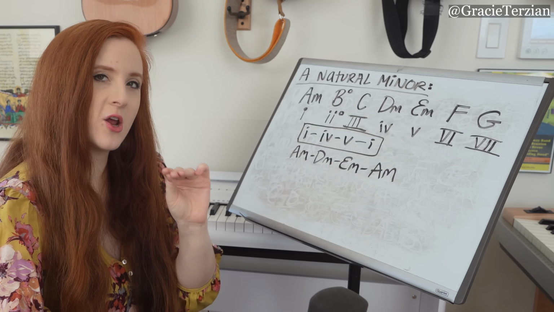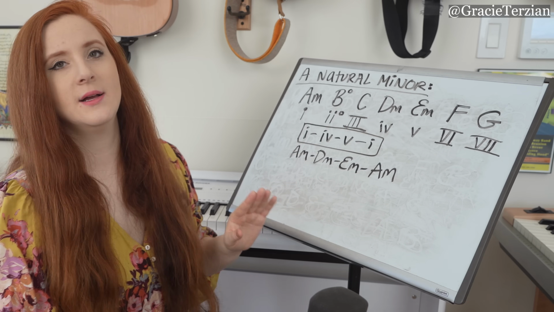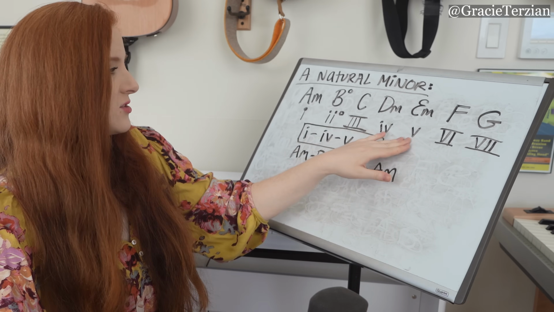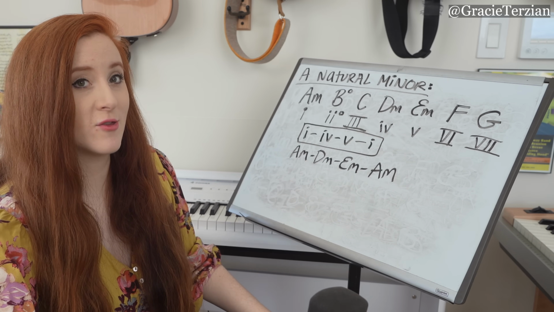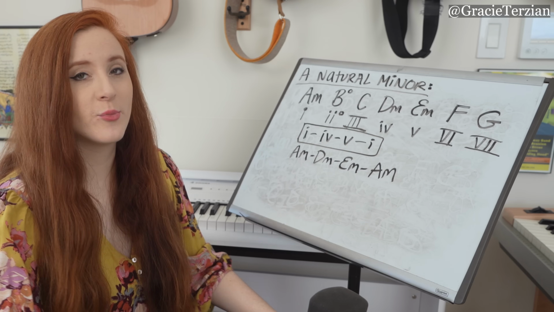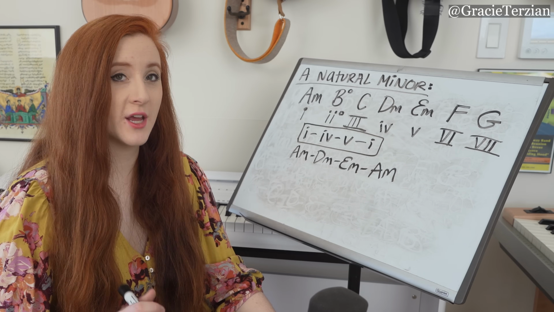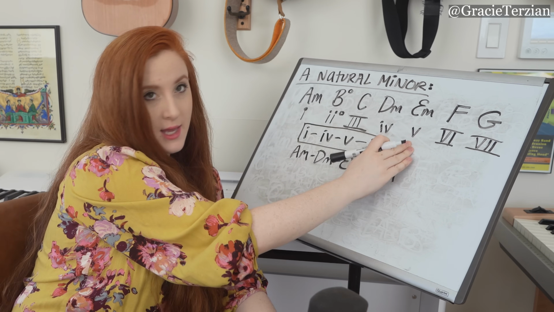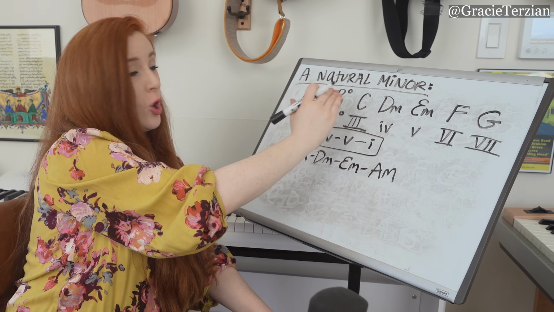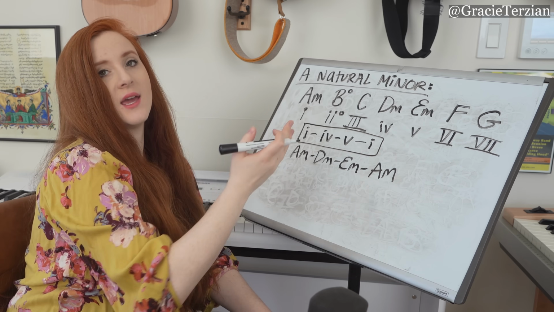Now let's focus in on the 5th degree for a little bit, okay? The 5th degree is called the dominant. And if you remember from other videos of mine, the role of the dominant is to bring us back home to the tonic, which is the 1, okay? So the role of the 5, aka the dominant, is to lead us back home to the 1 chord, aka the tonic.